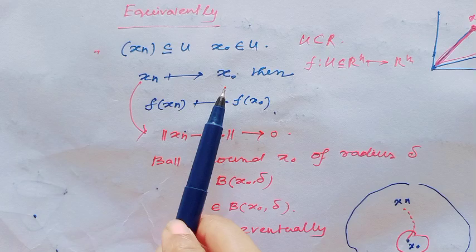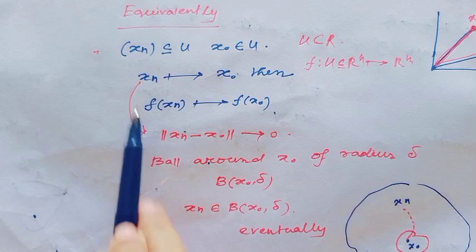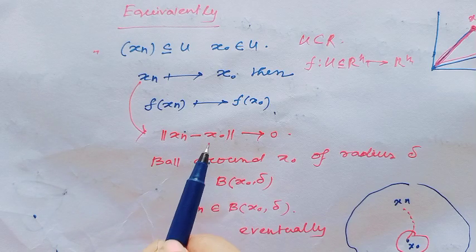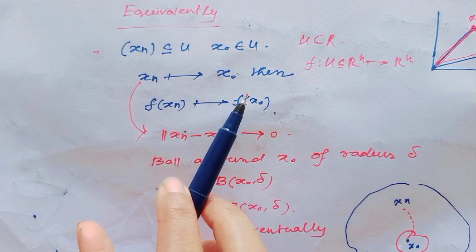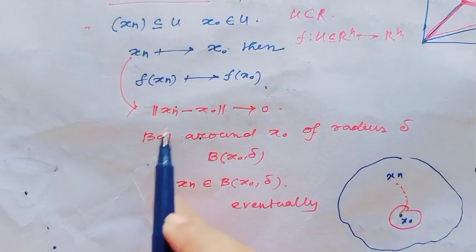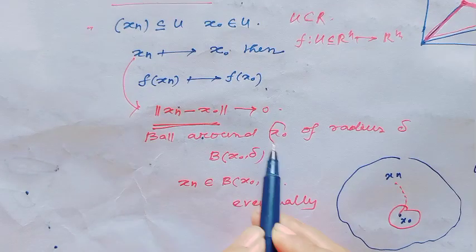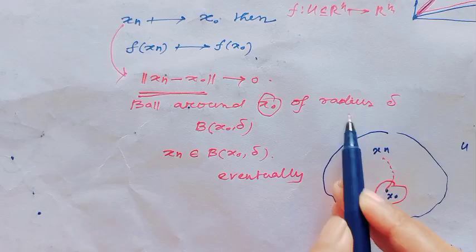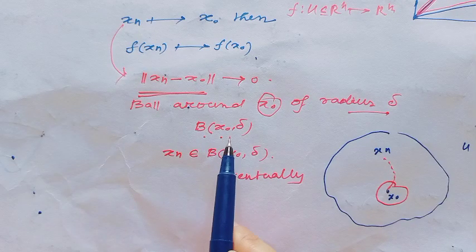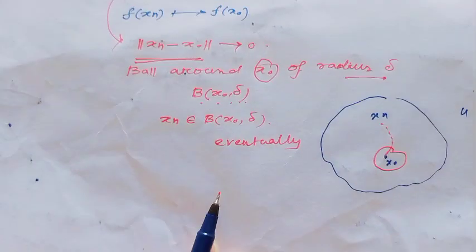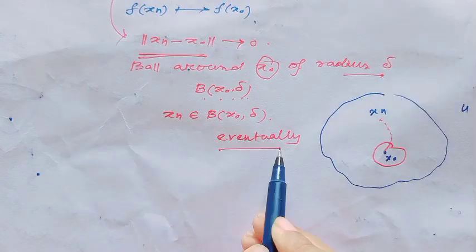And xn converges to x0 means, for vector valued sequences, that norm of xn minus x naught tends to 0. Because xn converges to x naught, this means that for the ball around the point x naught of radius delta, xn lies in this ball eventually.